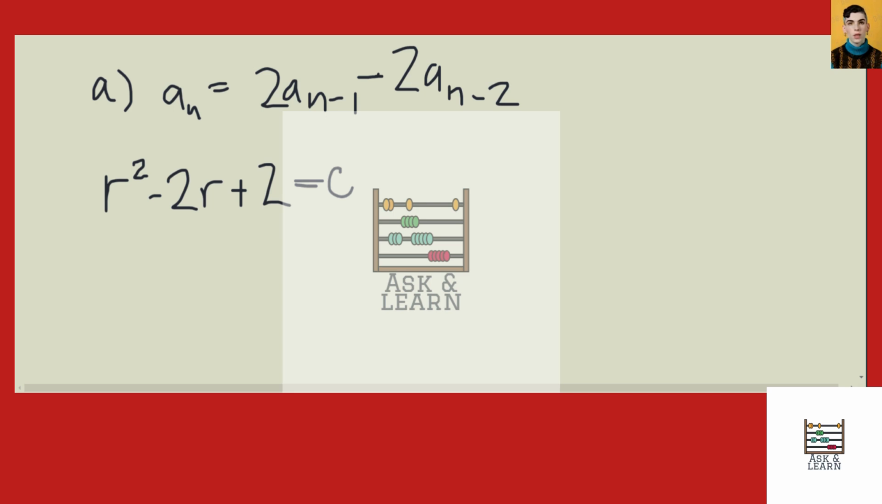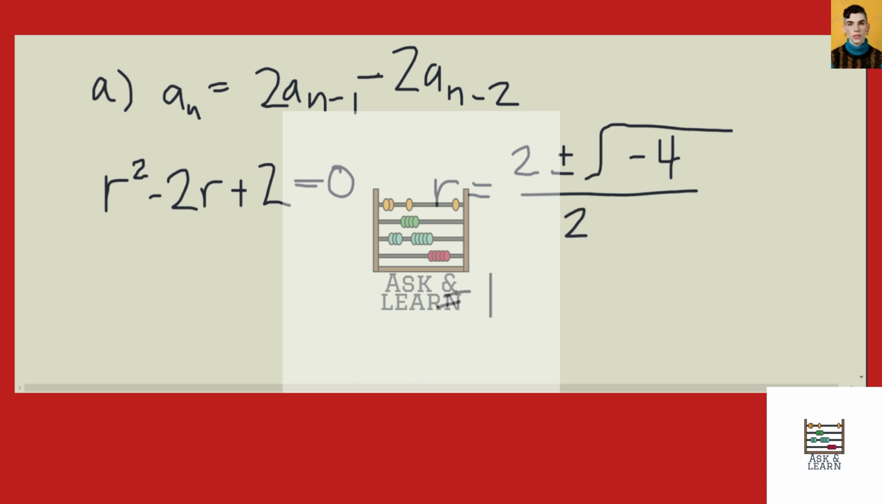And using the quadratic formula, we have that r is equal to 2 plus or minus the square root of 4 minus 8, which is negative 4, over 2. This is the same as 1 plus or minus the square root of negative 4, which is 2i, over 2. So this is plus or minus i. And these are the characteristic roots.